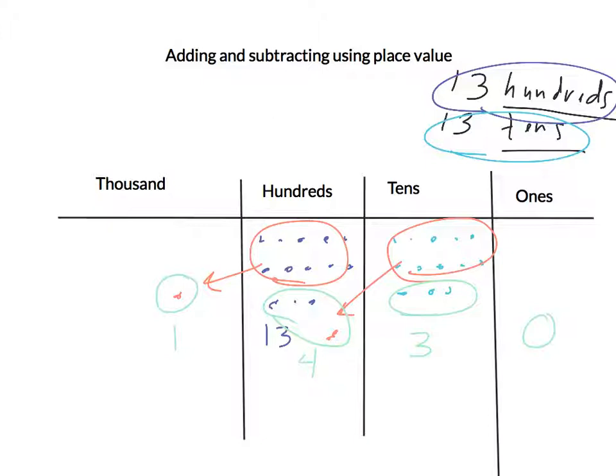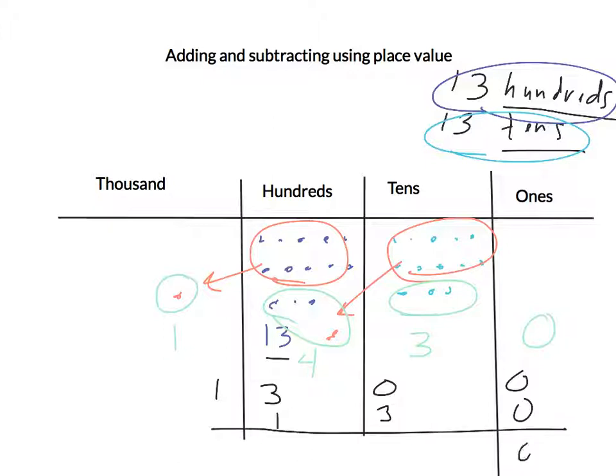Another way we can think about this, instead of writing out the dots, if you're feeling good about it, is to notice that 13 hundreds is 1,300, just like this. And 13 tens, well, you know that there's 3 tens, 100, and 0 ones. If you were to combine these, you would then get the same number: 1,430.